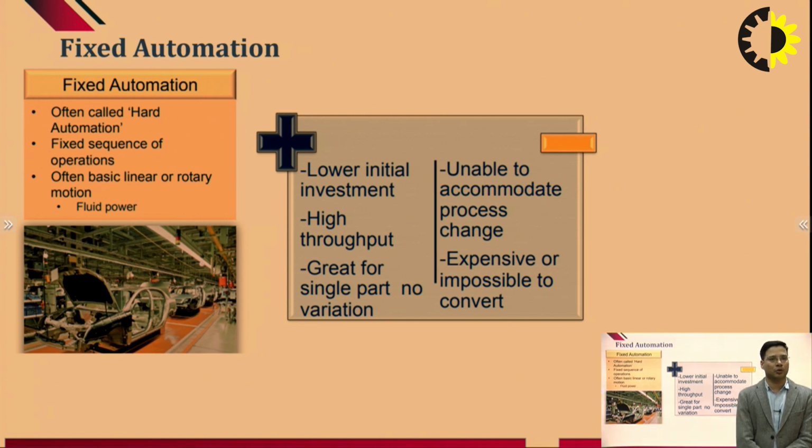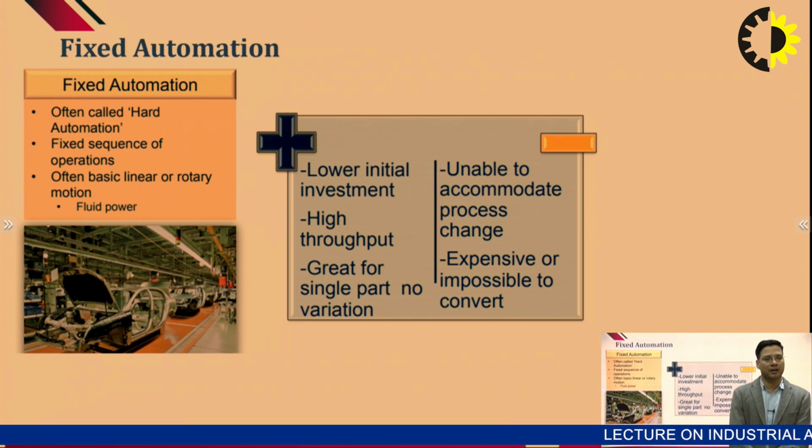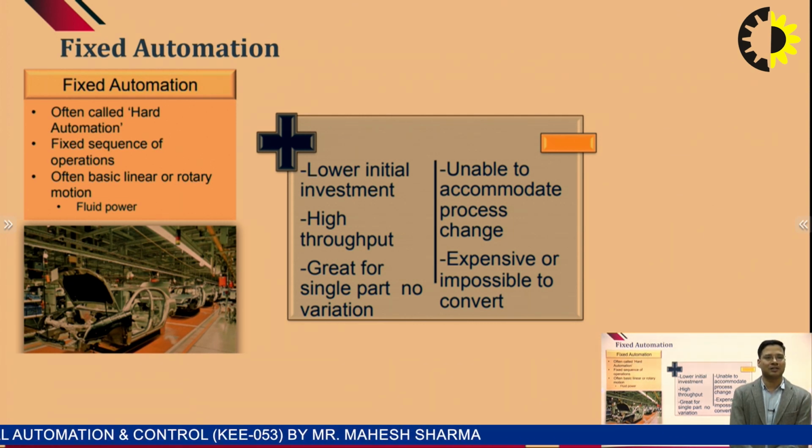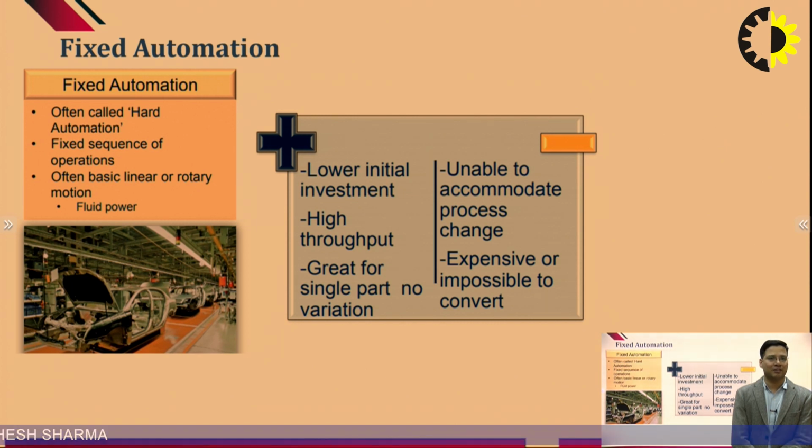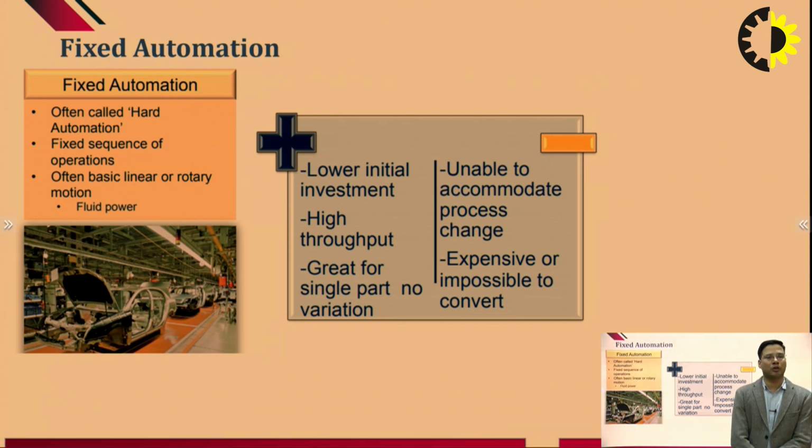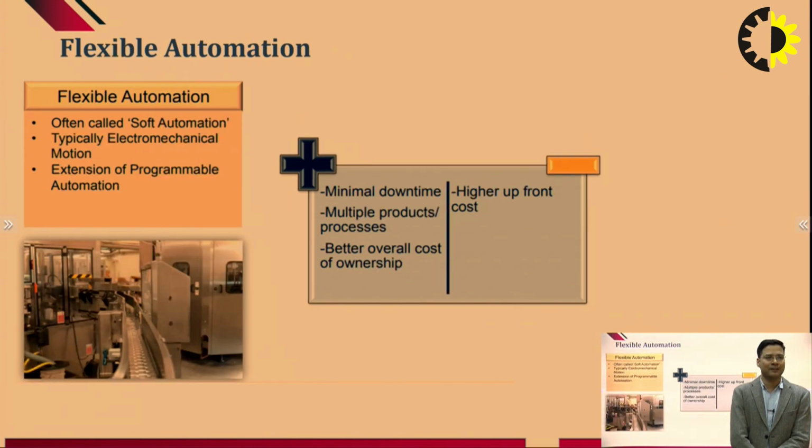This led to the disadvantage that we cannot make process changes every time. If we need to change the process, if there is any design variation, the whole setup needs to be changed, which results in an expensive part, or at times it becomes impossible for us to convert the whole assembly or the whole setup. In flexible automation, we have smart machines which can be controlled or reprogrammed using software, so we named this automation soft automation.